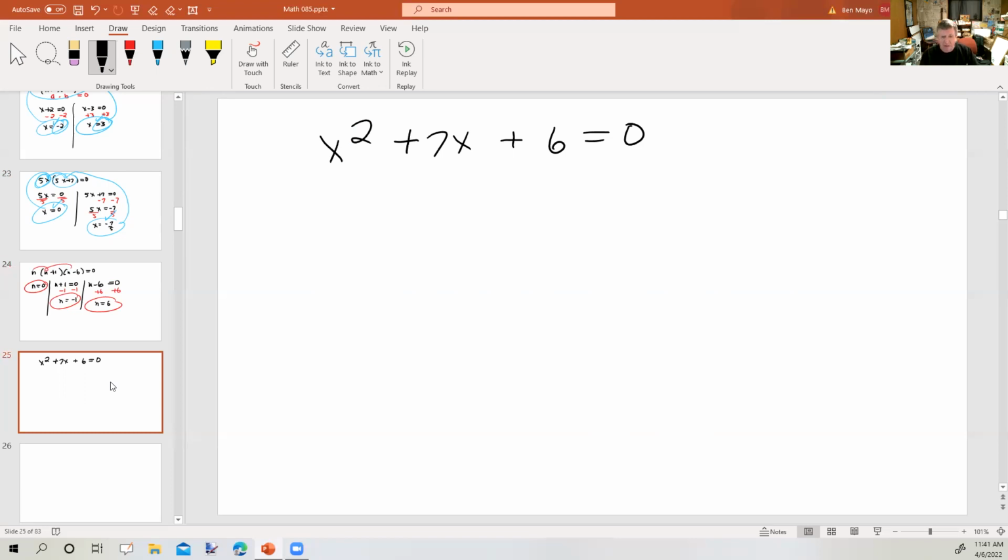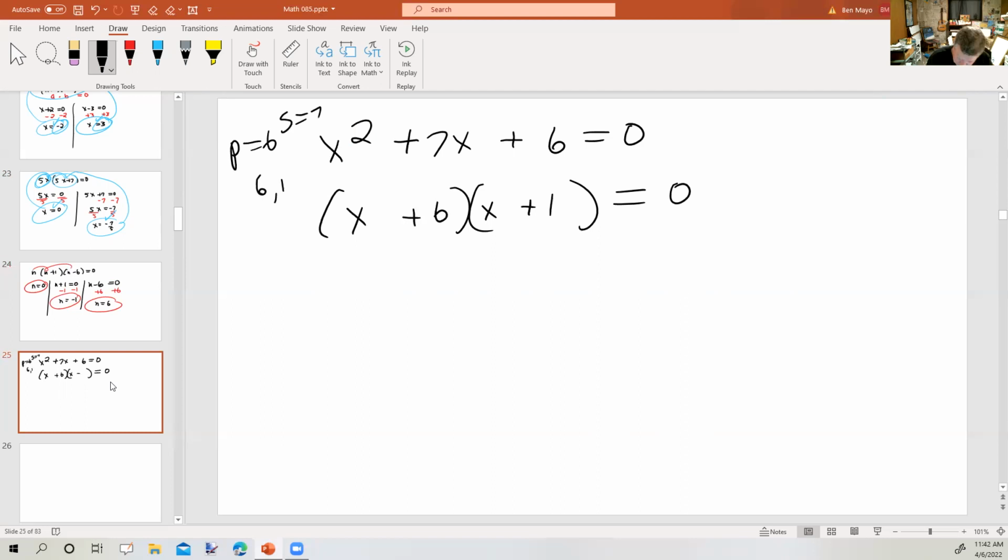What we're going to do now is take the left side of the equation and factor it using all of the tools we've been discussing thus far in this chapter. So we've got an x and an x. Let's see, a product that's 6 and a sum that's 7: 6 and 1. So plus 6, plus 1. So I've got it factored correctly, hopefully.